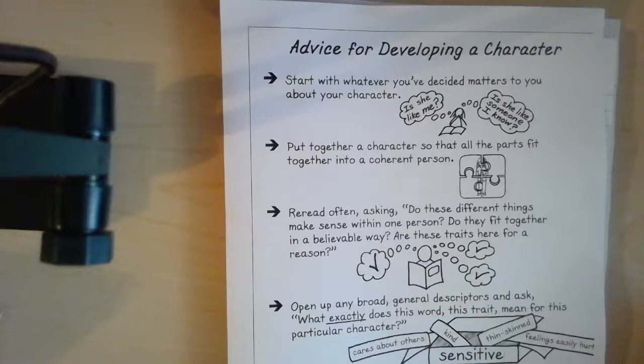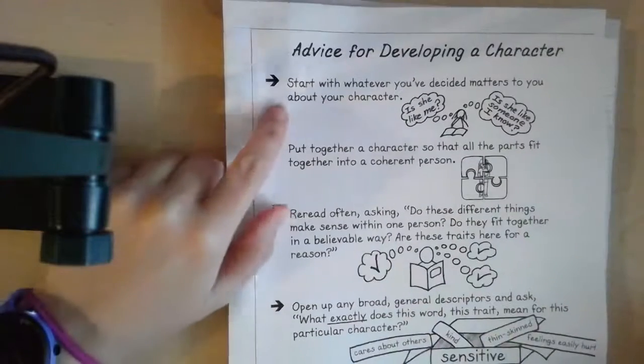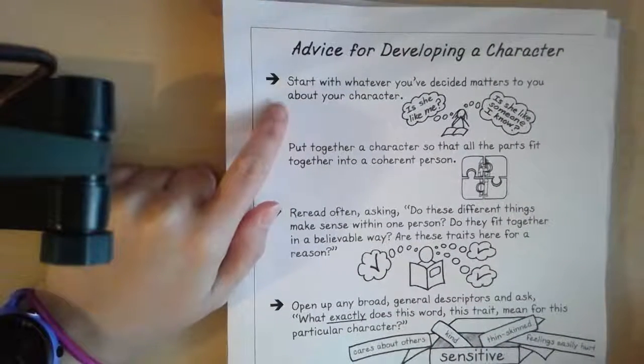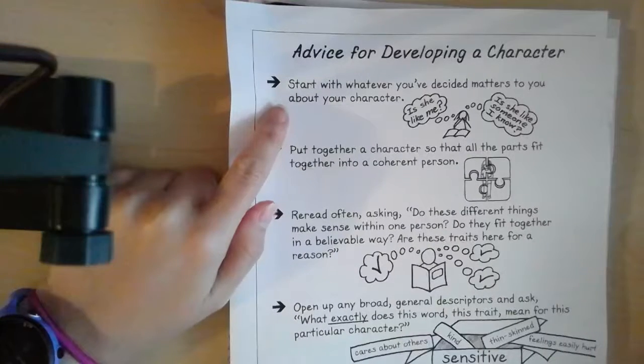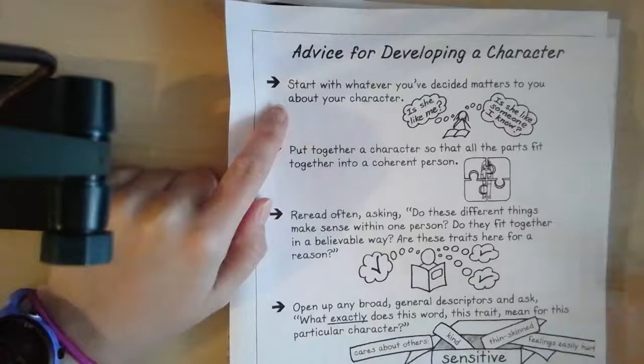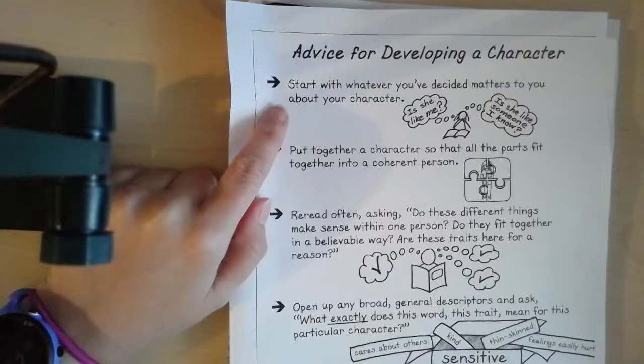So the best thing you can do as an author to start with is to really think about what you want your character to be like. So here's some advice on developing your character. You want to start with whatever you've decided matters to you most about your character. So you think about the person in your story and you ask yourself, is this person supposed to be like me? Or is it supposed to be like somebody that I know? Or is it supposed to be like a famous person? Is it supposed to be like somebody totally different?